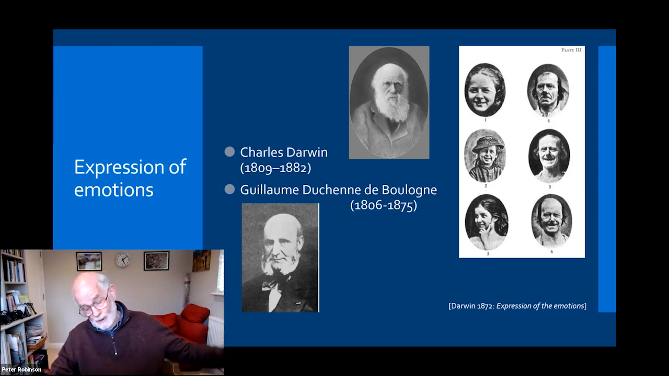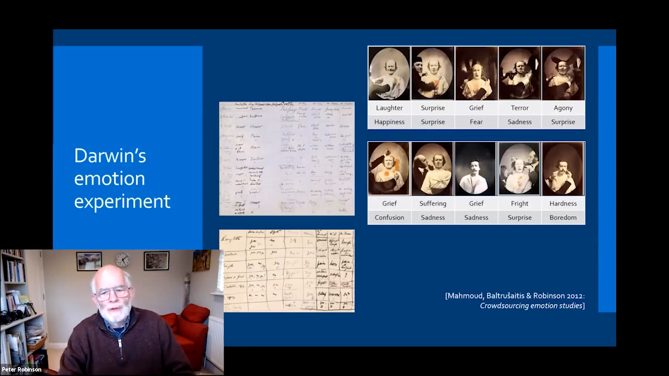Now, we actually have Darwin's collection of Duchenne photographs in the library here in Cambridge, and also the spreadsheets. They were, of course, paper spreadsheets. And we reproduced Darwin's experiment a few years ago by digitizing the Duchenne photographs and putting them on a website. And we had about 20,000 people crowdsourced annotations online.